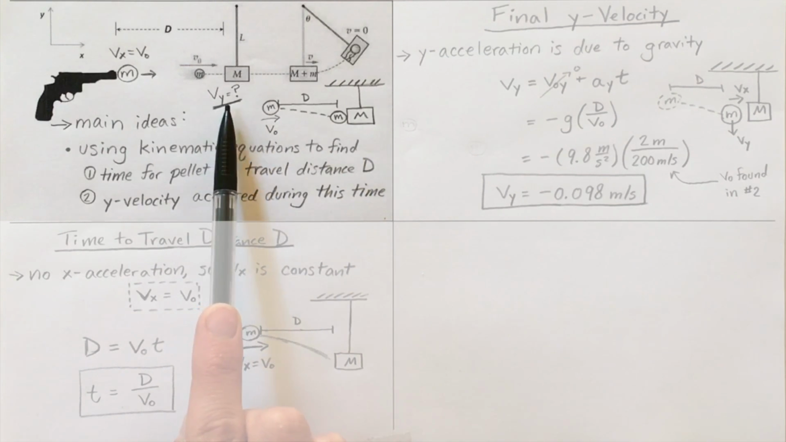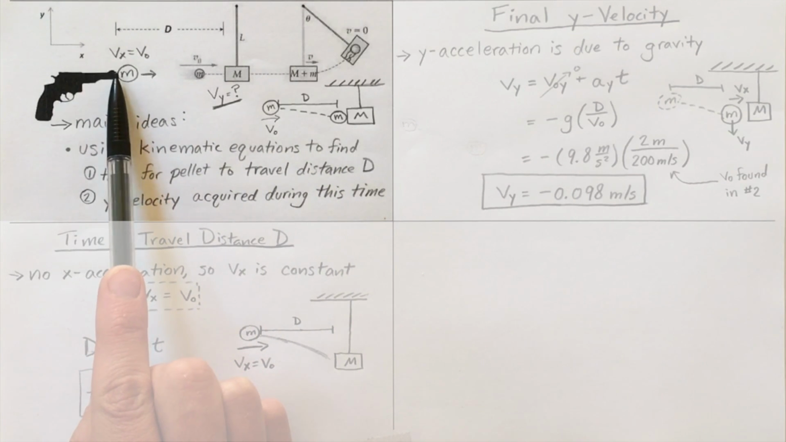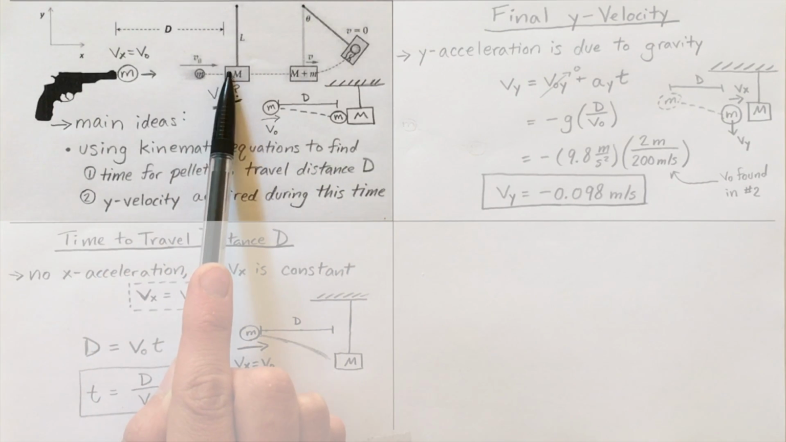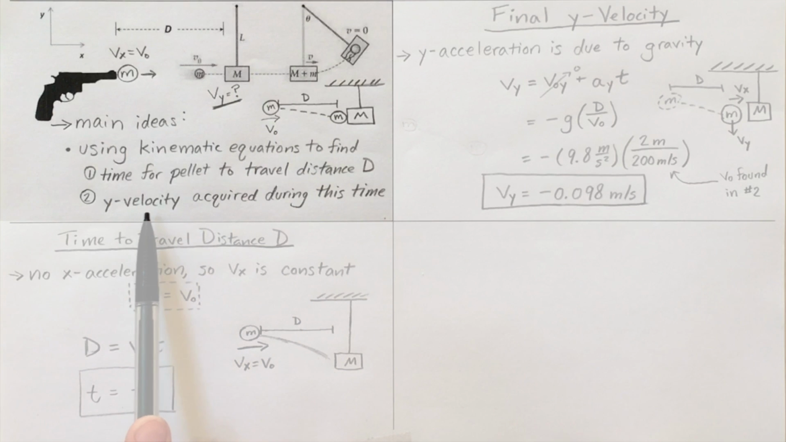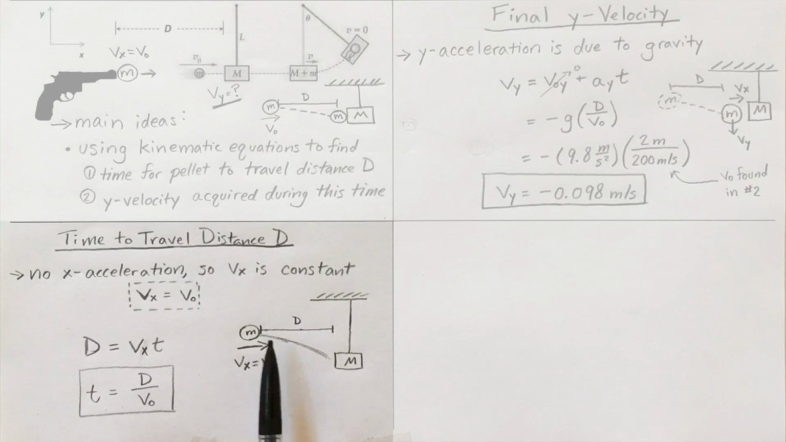To find this quantity, we will use the kinematic equations to first find the time it takes for the pellet to travel this distance d, and then use that information to find the y velocity the pellet acquired during that time.